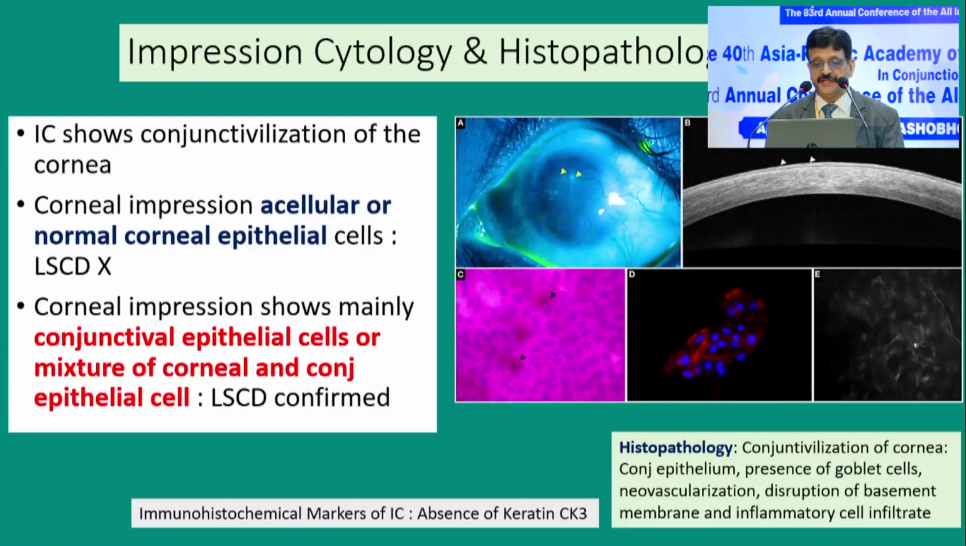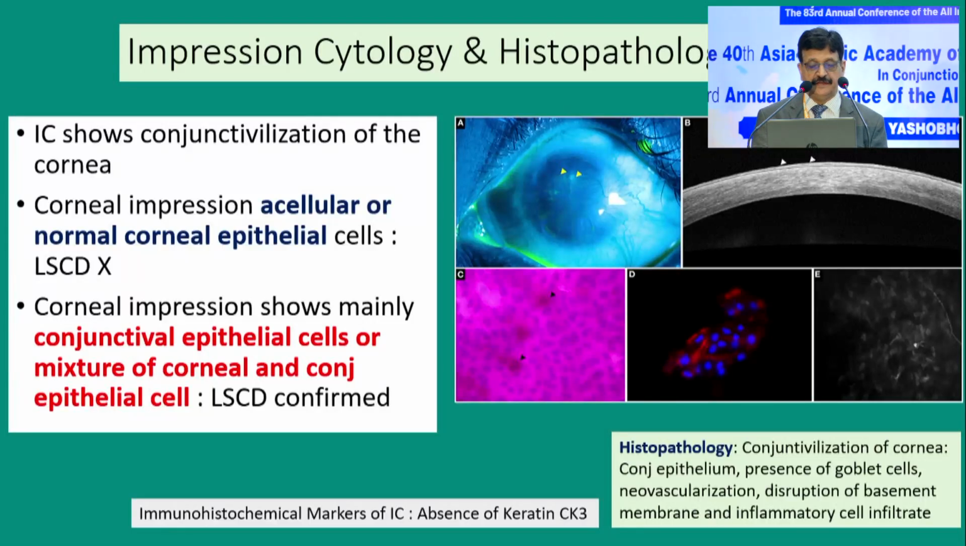Coming to the investigative tools which can be used to detect limbal stem cell deficiency, impression cytology is one of the most simple ones, and it can be done with the help of expert pathologists. Impression cytology shows conjunctivalization of the cornea, and if your smear, which is obtained after impression cytology, shows that there are no cells, or mostly corneal epithelial cells, this means that it's sure that we are not having limbal stem cell deficiency.